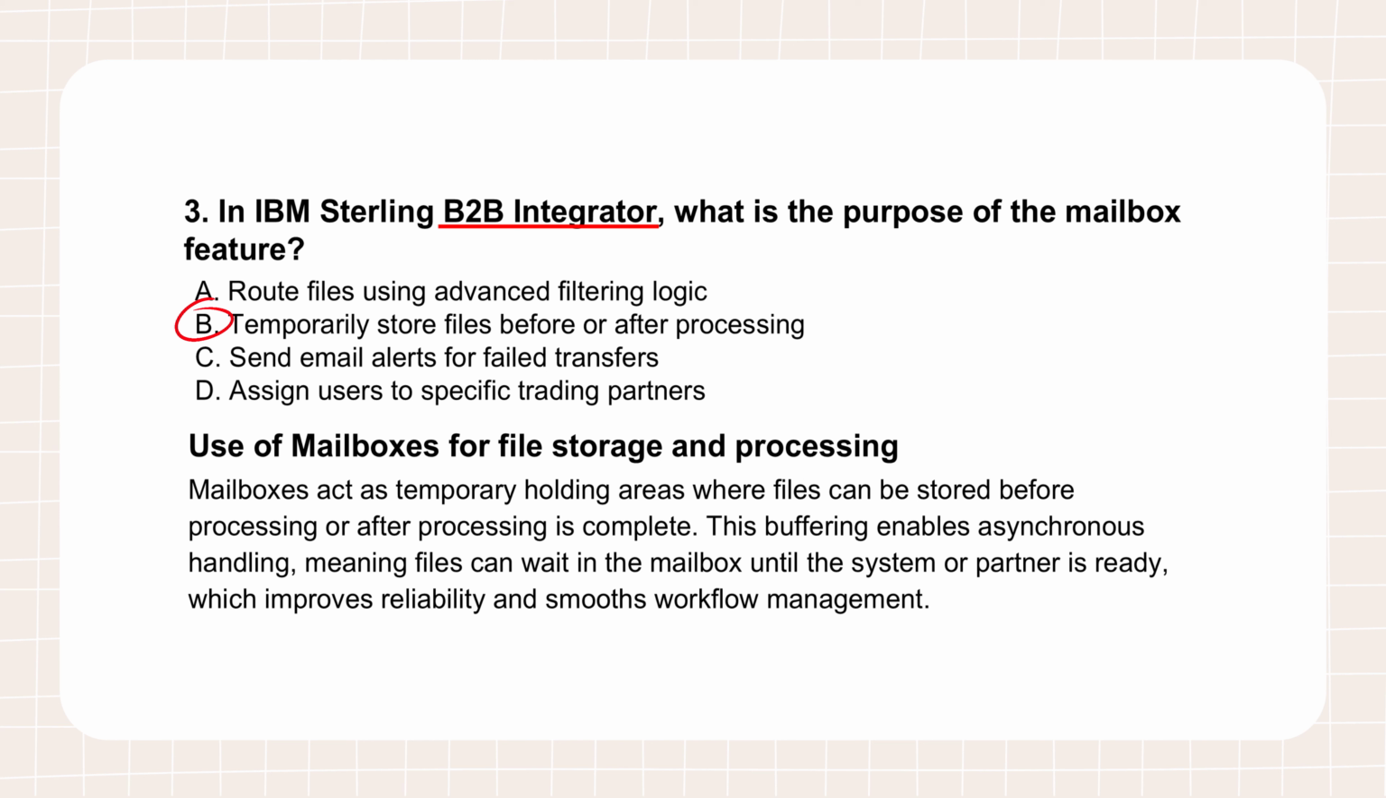Okay. A file arrives from a partner. It might land in a mailbox, just waiting for a specific business process to grab it. Or, after a process finishes with a file, it might put it back into a mailbox before it gets delivered onwards. So it's a buffer zone, essentially. Exactly. And that temporary storage is key for what we call asynchronous operations.